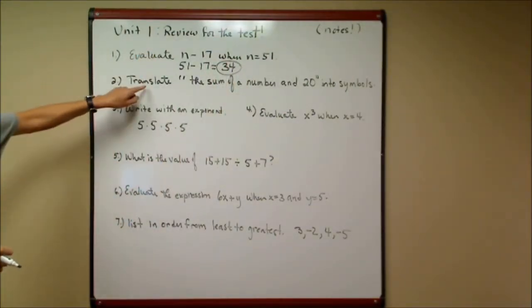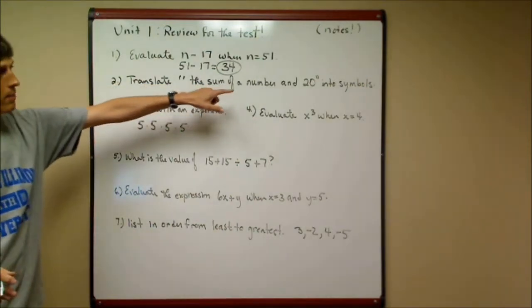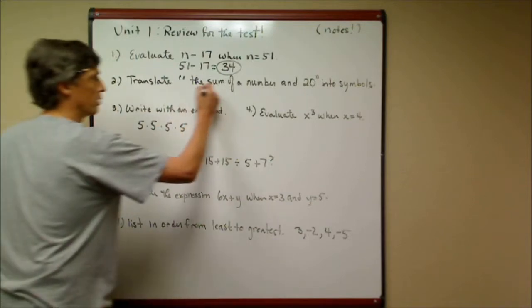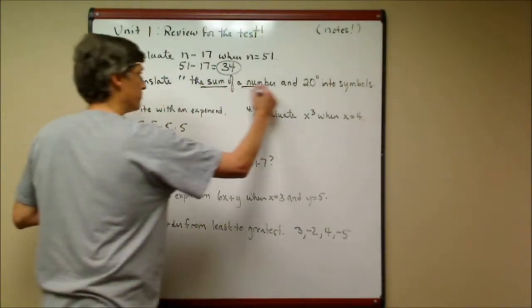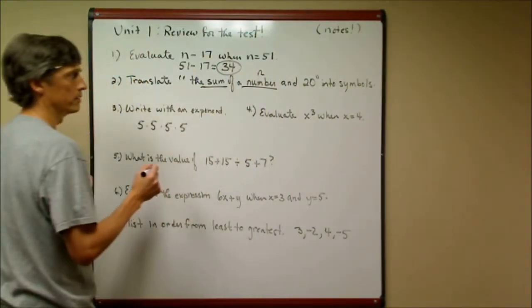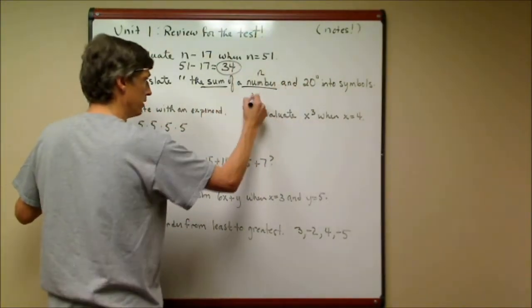Second one, translate. That means change the words into symbols. The sum of a number and 20 into symbols. Well, here's your key word right there, sum. Sum means add. A number, we're going to use a variable. You can use an x or a y, I'm going to use an n. The sum of a number and 20 means n plus 20.